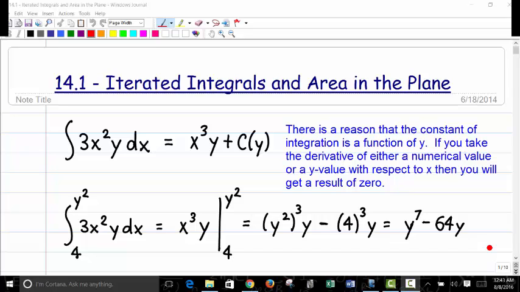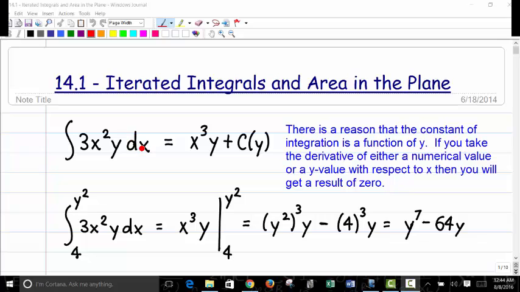Hello, this video is entitled Iterated Integrals and Area in the Plane. Now, just like you can take derivatives with respect to certain variables, partial derivatives, you can also integrate with respect to variables. So let's take a look at this particular integral. It has 3x squared y dx.